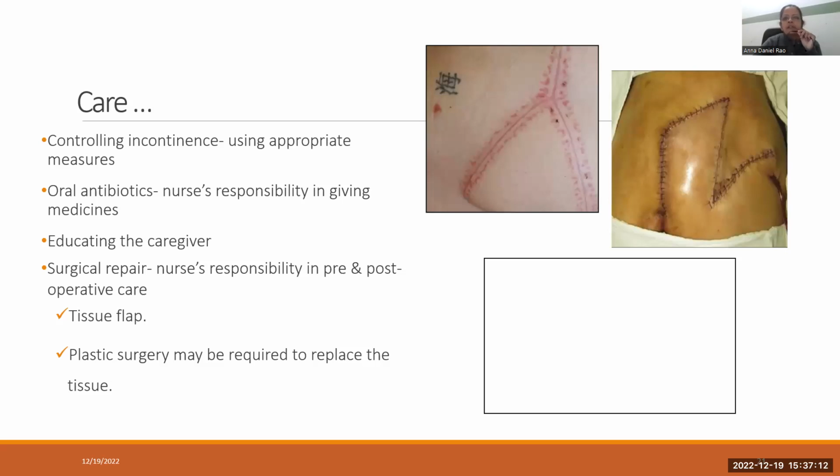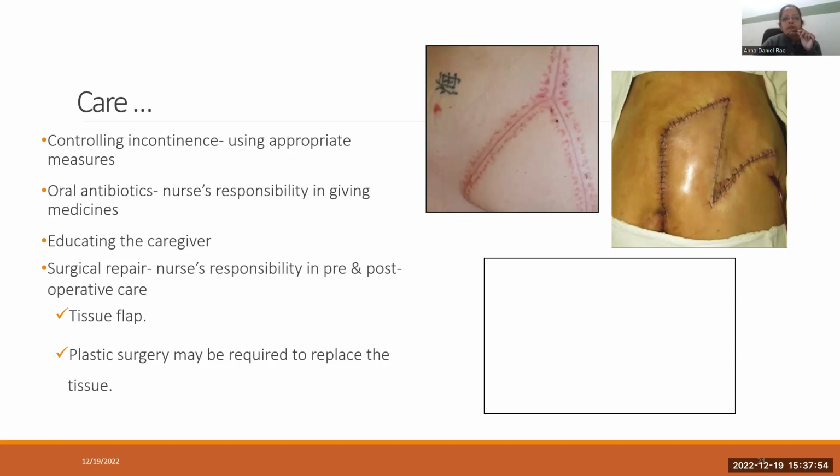Controlling incontinence by using appropriate measures should be done, like use of soft clothes or nappies. Diapers are also a good source, but many times patients cannot afford them, right? So we always need to see to it that whatever is handy in the family should be used. If the patient has urinary incontinence, then catheterization should also be done.